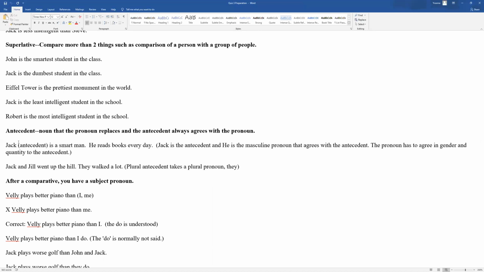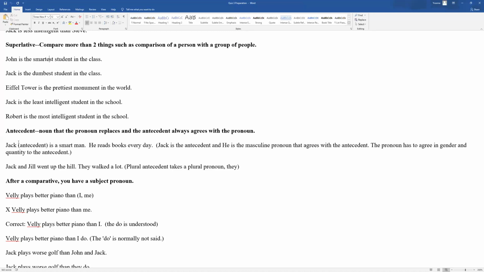Jack and Jill went up the hill. They walked a lot. A plural antecedent takes a plural pronoun, they, because you have 2 people, Jack and Jill. So Jack and Jill, those are the antecedents because that's the noun that the pronoun replaces. And so typically the antecedent comes before the pronoun. That's why ante in Latin means before. Cedent also means coming before something.